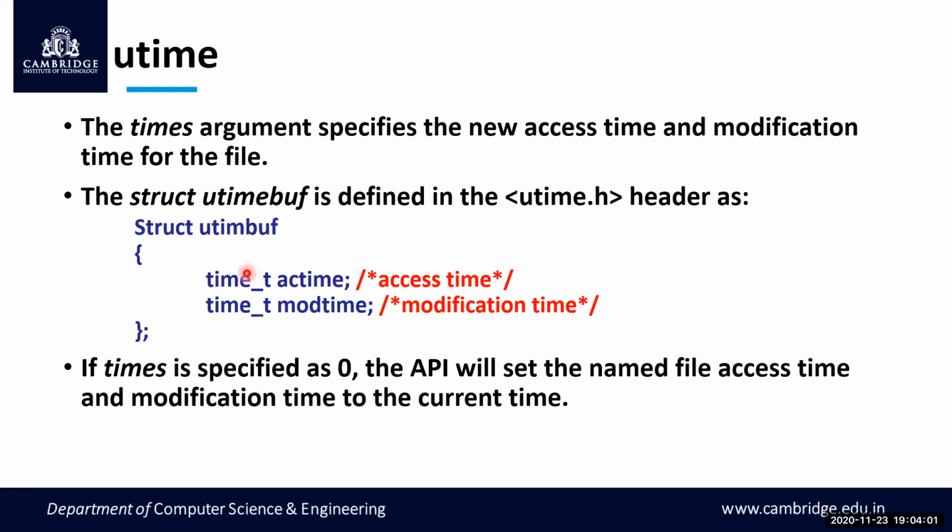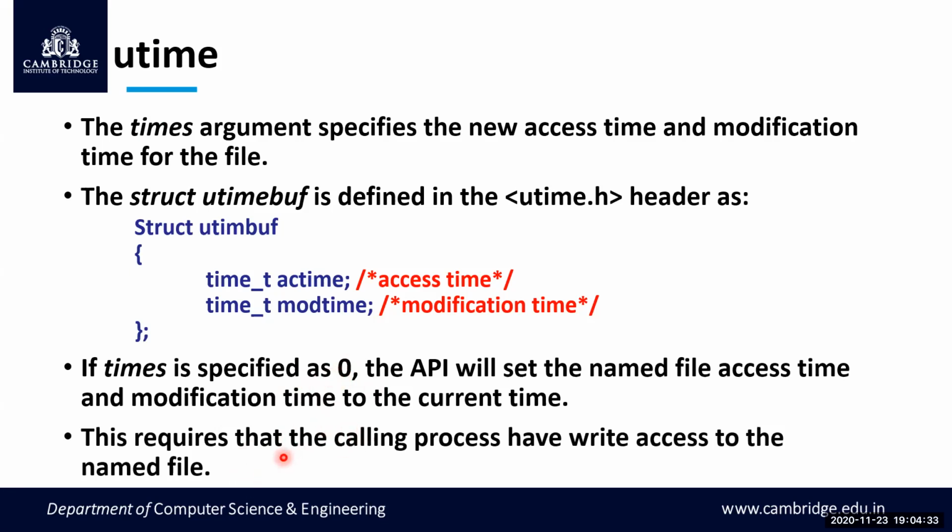Now, if your time value is above 0, then that means you want to change your access and modification time. Otherwise, if you make your time 0, then it is clearly telling that I don't want to make any change. I just want to keep the current access and modification time, what is currently there in the file, as it is, if I specify 0.